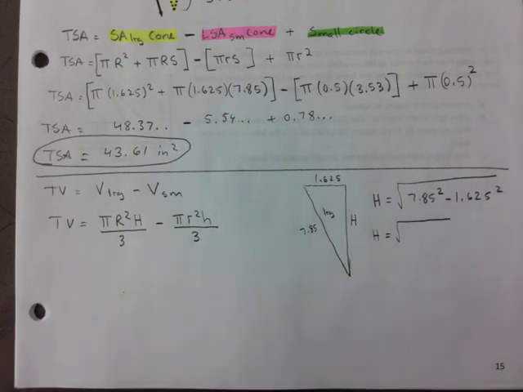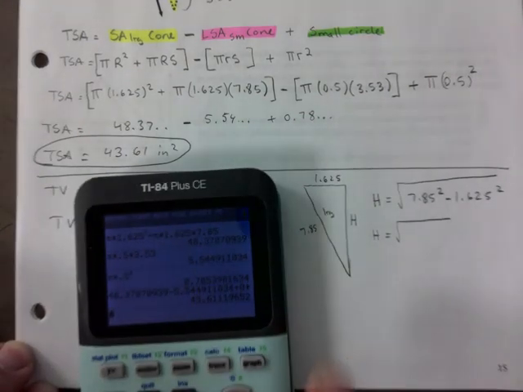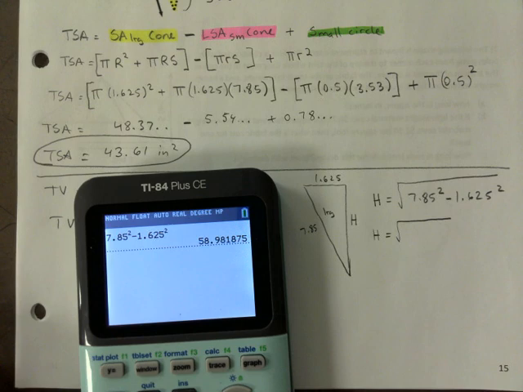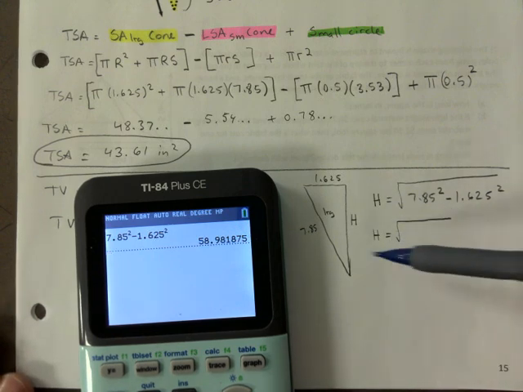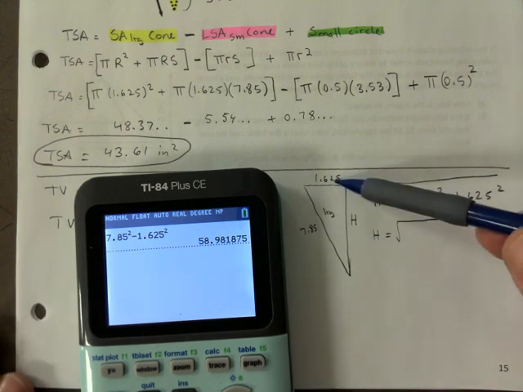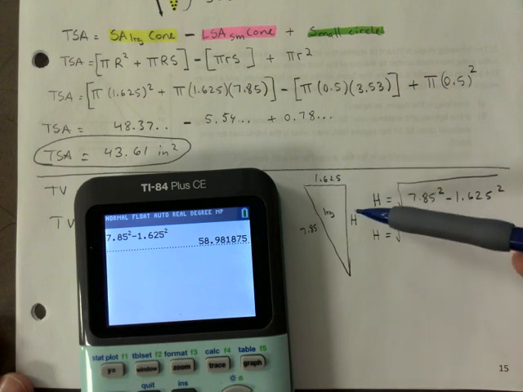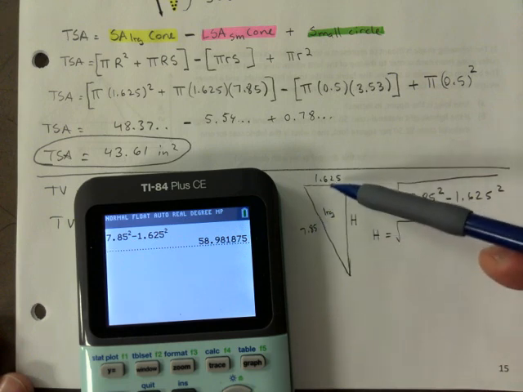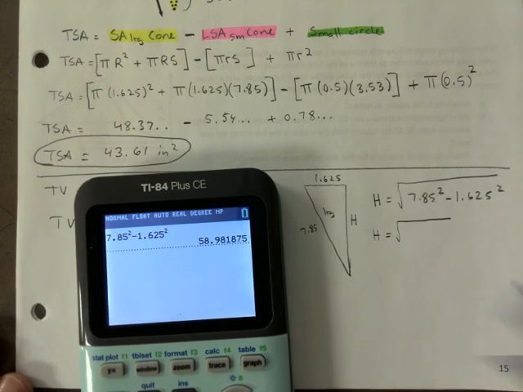And I'm a big fan of just leaving it in a root. So I'm going to go 7.85 squared minus 1.625 squared. If you need the hypotenuse, then just square and add the legs. If you have the hypotenuse and you need one of the legs, just subtract, right? Go hypotenuse minus the leg, just make sure you square. And so you get that.